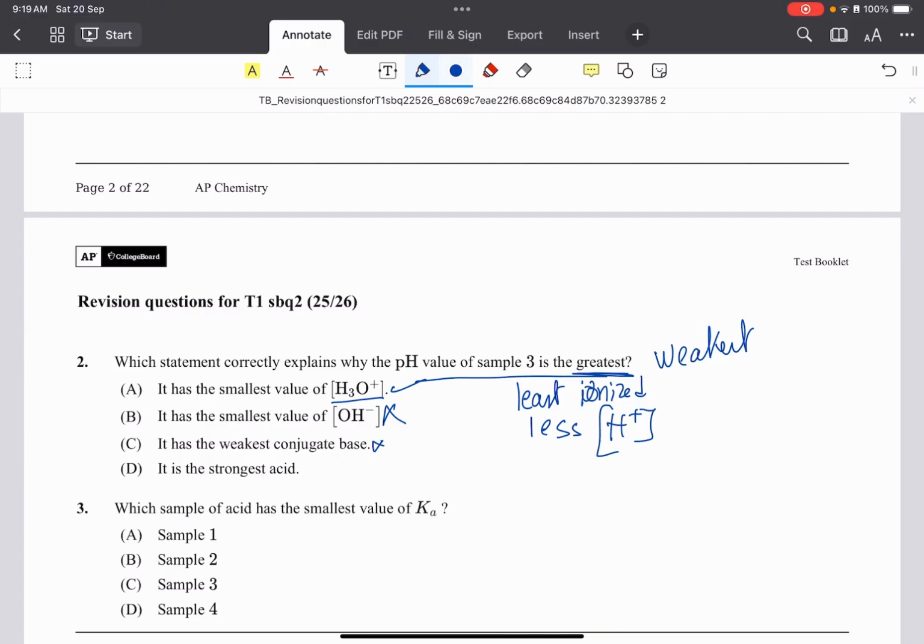Of course, in this case, B is wrong. When it has the weakest conjugate base, it means it's the strongest acid. So C would be matching if they asked me why this is the strongest acid. And they're not talking about the strongest acid. So the choice is A.